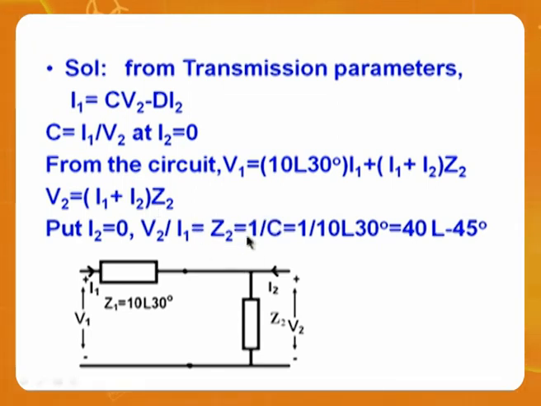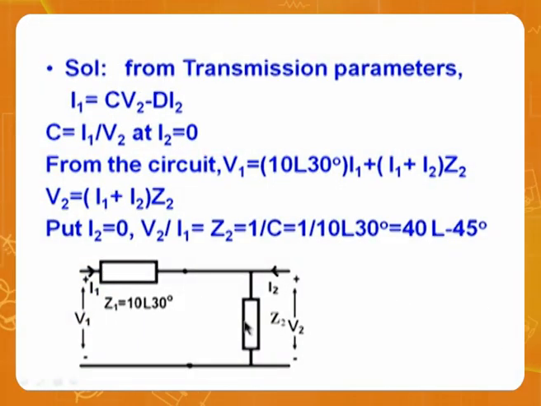What is Z2 now? 1 by C. And 1 by C means, if you calculate, C value is already given, 1 by 0.025 angle 45, and you can comfortably convert that value into this angle. So Z2 will become 40 angle minus 45. So what exactly I am saying is very simple. Take the circuit, calculate C parameter as if you don't know. Answer will come in terms of Z1, Z2. Z1 is given to you, C is given, the only unknown Z2 you can comfortably calculate. Therefore, among the options given, B is the option.